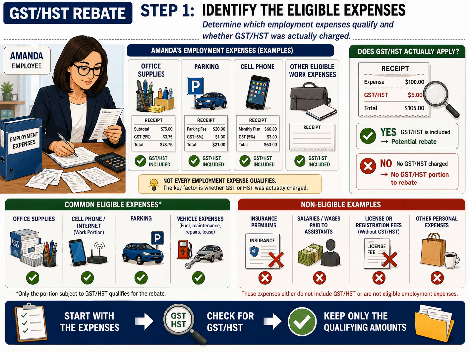Let's begin the GST/HST rebate process by identifying which employment expenses may qualify. In this example, Amanda is an employee reviewing her employment expenses with her tax preparer. The first step is to look at the expenses themselves. Common examples can include office supplies, parking, the work-related portion of cell phone or internet costs, and certain vehicle expenses such as fuel, maintenance, repairs, or lease payments.